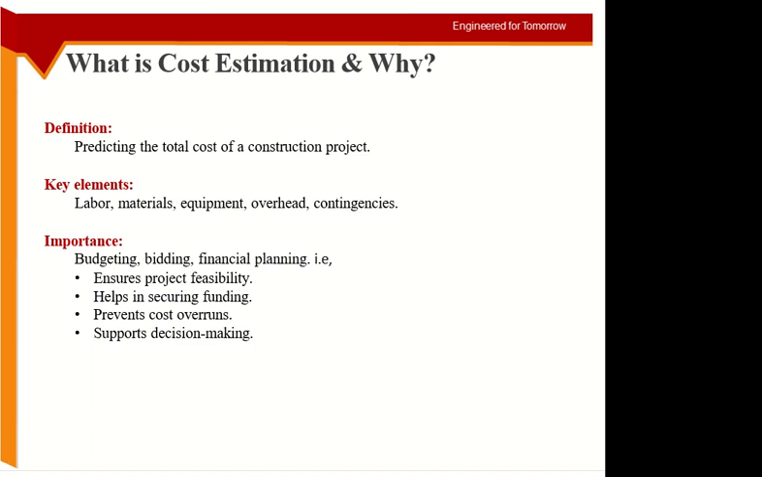The key elements on the basis of which we calculate the cost: labor, materials. Labor means manpower. Labor doesn't only mean the people who are getting their hands dirty on the site. It means manpower. So even the site engineer, even the foreman, can be considered part of the labor. The materials, equipment, overhead, and contingencies. We have discussed overhead before.